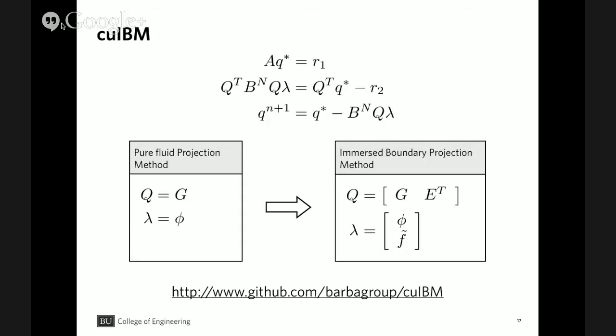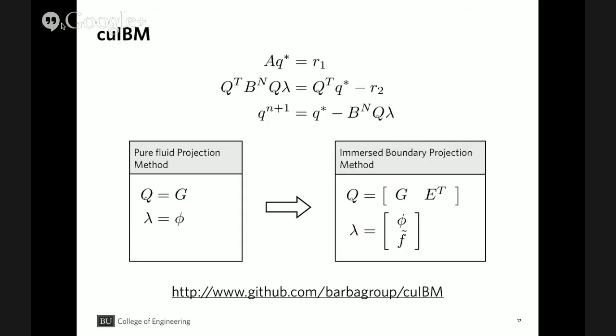I have these general equations, and now I know that for the pure fluid with just the Navier-Stokes equations, I can choose certain values of Q and A, and I'll be able to solve it. And then for the immersed boundary method, I just have to modify Q, and if I already generate G in my Navier-Stokes solver, then I only need to generate the E transpose part of it. So this becomes a code that is easily extensible, and it can apply across various immersed boundary methods.